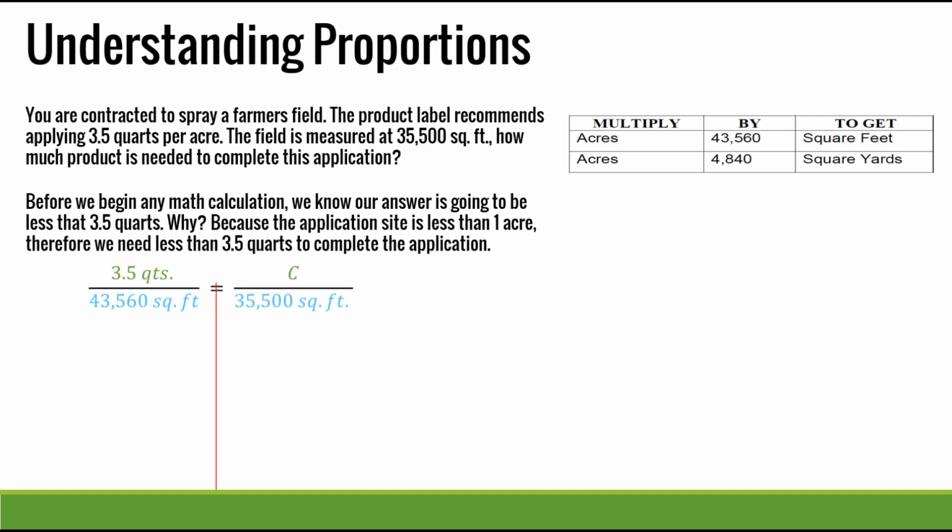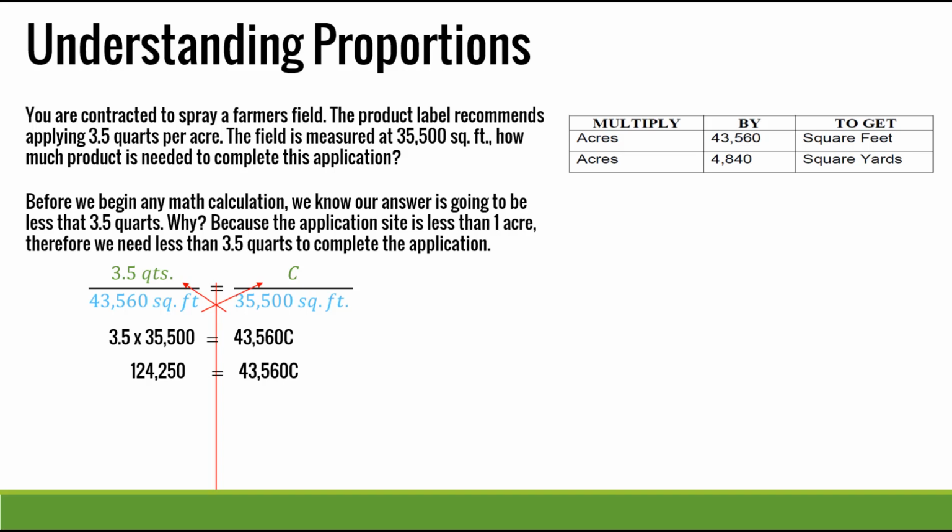So, setting up our proportions, 3.5 quarts is needed for 1 acre, which is equal to 43,560 square feet, is equal to C, the unknown variable, over 35,500 square feet. First step is to cross multiply: 35,500 square feet multiplied by 3.5 quarts, and 43,560 multiplied by C. Next, we need to simplify the equation. 3.5 multiplied by 35,500 is equal to 124,250. On the right, we have 43,560 C.